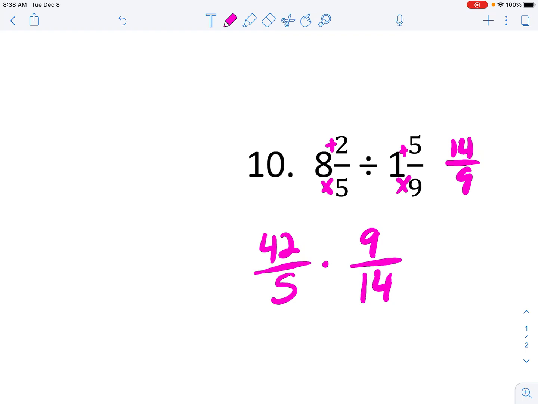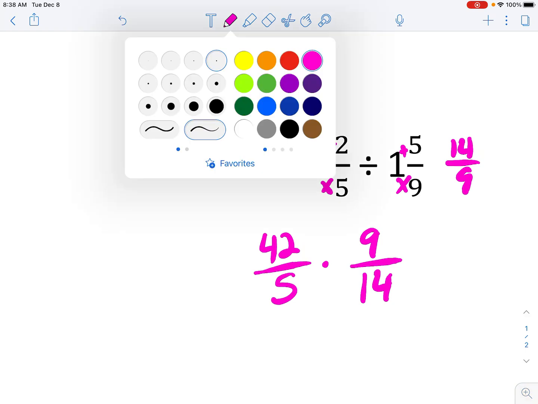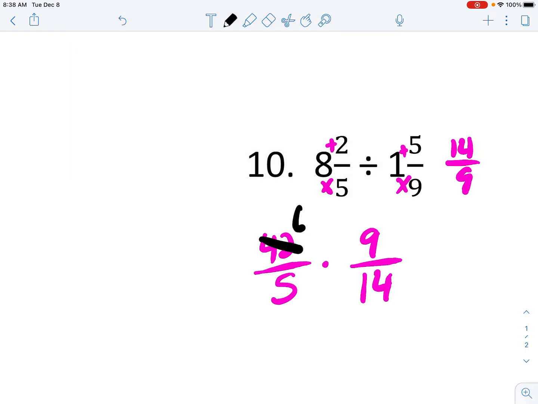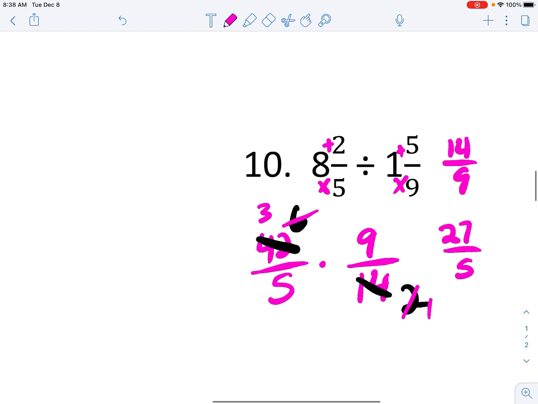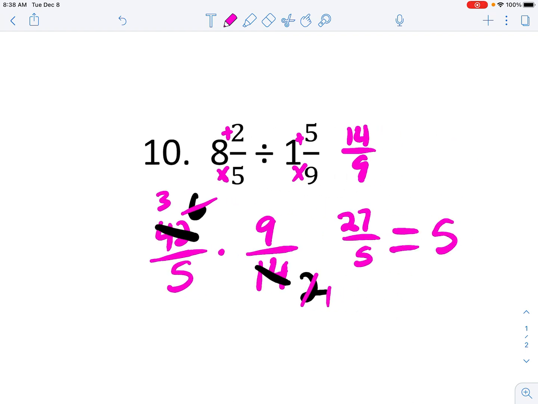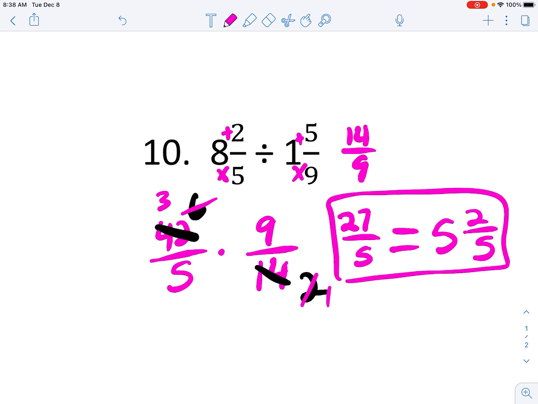And I'm going to see if I can cancel. These can both be divided by 7, so this is 6 and 2. Okay, and then that can cancel again to be 3 and 1. Okay, then we multiply across. I get 27 over 5, which is equal to 5 and 2/5. That is my answer.